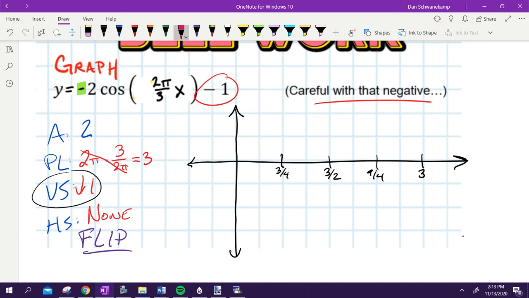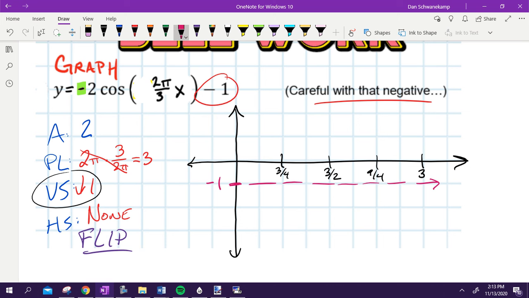Not yet, because the amplitude is the stretch, right? And where do you stretch from? Yes. So we normally do amplitude. We stretch from the midline. So it'd be nice to have the midline first. Where's my midline going to be here, Lily? At -1. So we could do that. Mark -1. If I could write numbers, -1 is right there. And so we can make our midline.